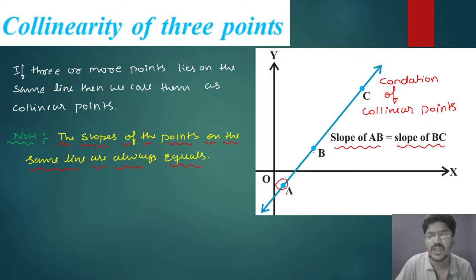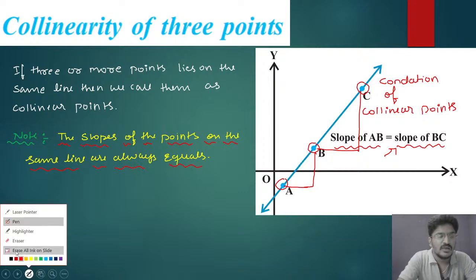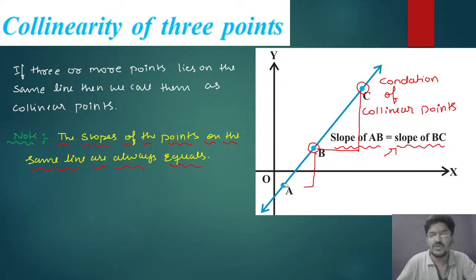I have 3 points on the same line. Now, slope of AB is equal to slope of BC. So, this is called the condition for collinear points ABC. Please reply to me, all of you. Have you understood this?